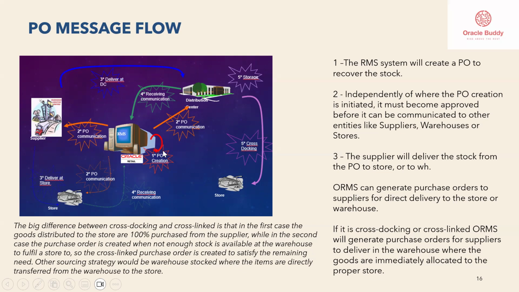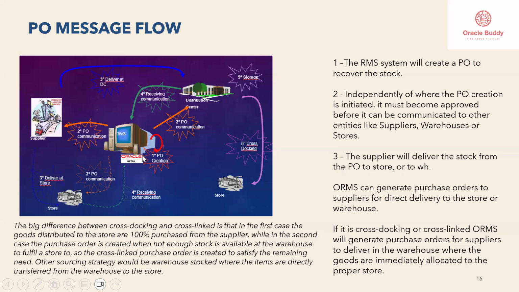Once the PO is created, in the second step PO communication goes to the distribution center, which is a warehouse. PO communication will also go to the supplier, and PO communication will go to the store if it is meant for a store, and if it is meant for a warehouse, it will go to the warehouse. The third thing is that the supplier will deliver the stock from the PO to the store or warehouse.